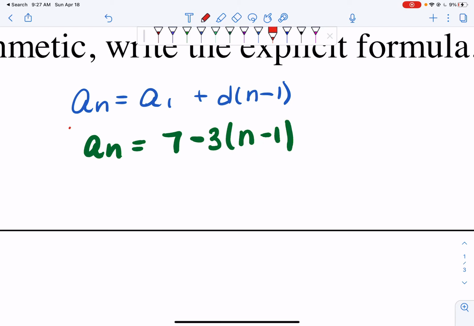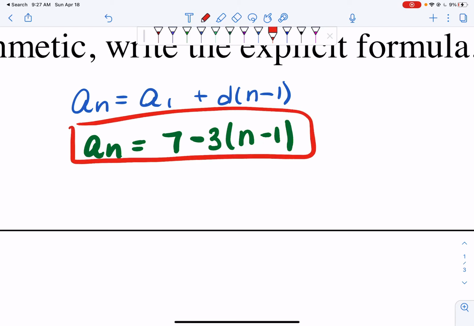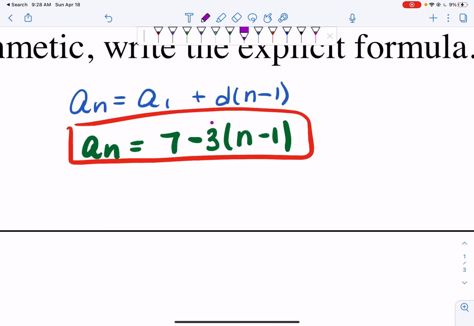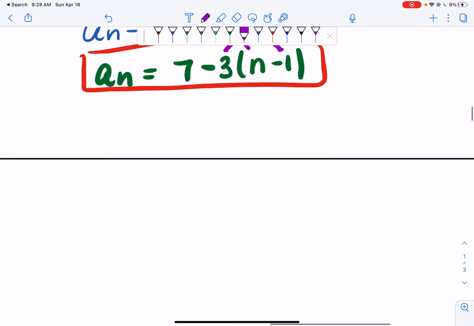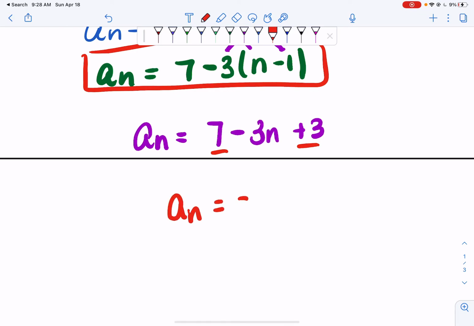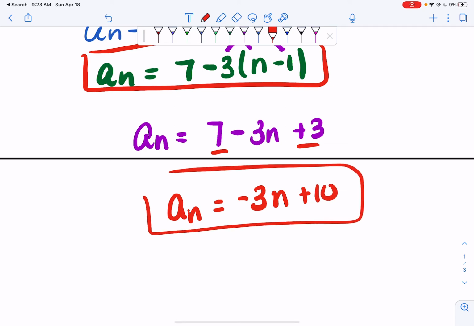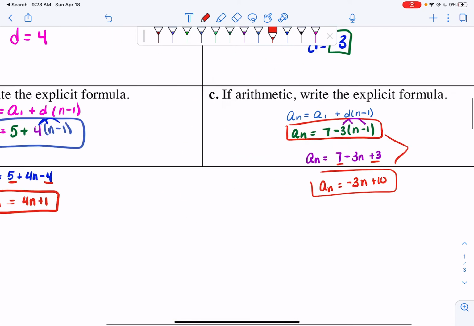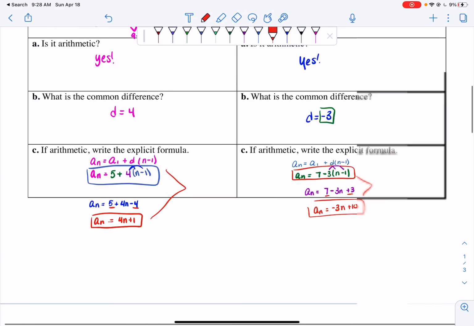And again, I just said before, this can be left as your final answer, but it typically makes sense to simplify a little. So I'm going to distribute my -3 to my n and my -3 to my -1. So I get a sub n equals 7 minus 3n plus 3, because -3 times -1 is positive 3. Combine my like terms, 7 plus 3 is 10, so I get a sub n equals -3n plus 10. Both acceptable as your final answer.